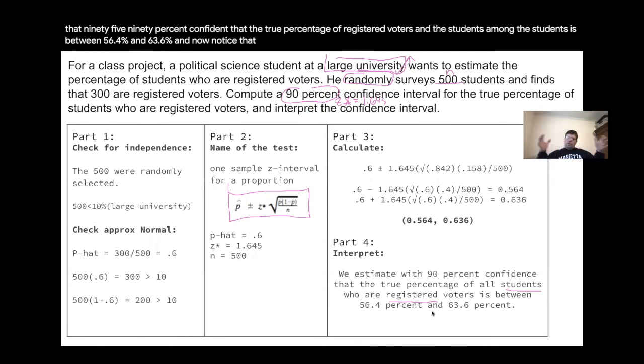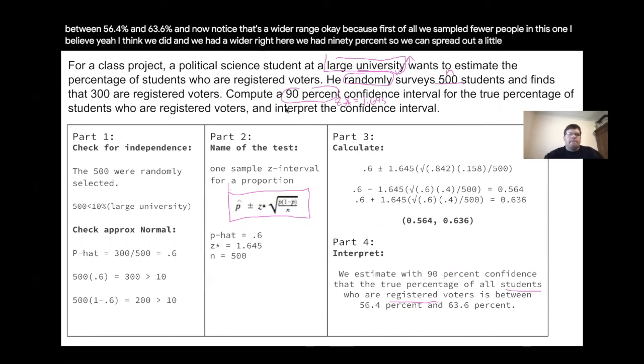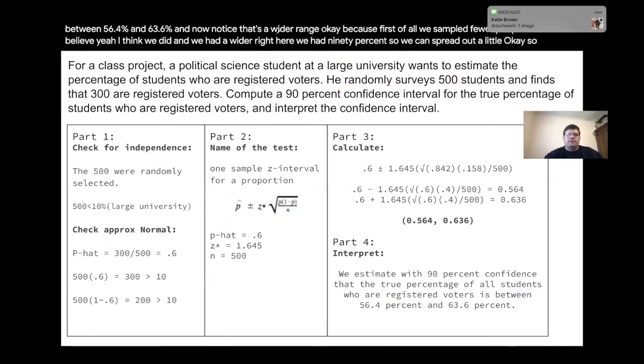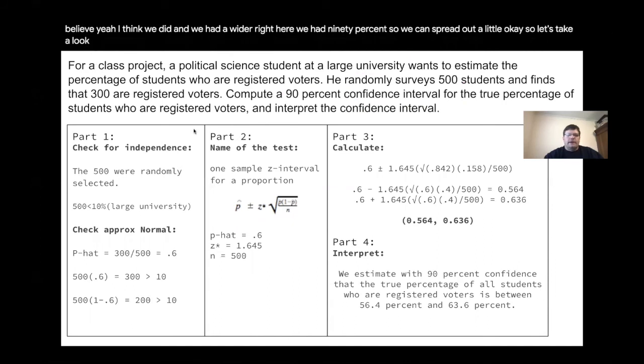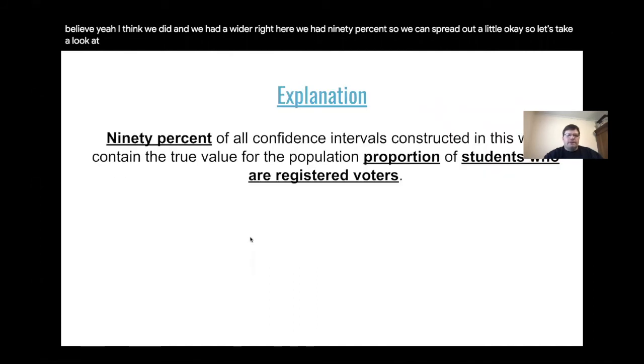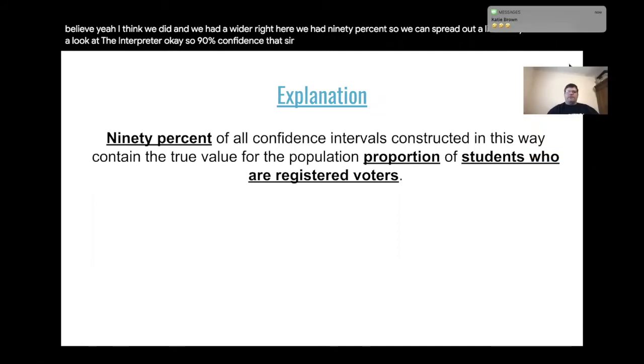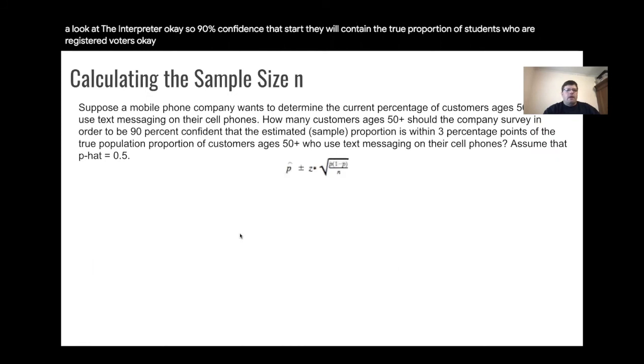And now notice that's a wider range, okay? Because first of all, we sampled fewer people in this one, I believe. Yeah, I think we did. And we had 90%, so we could spread out a little more, okay? So let's take a look at the interpretation. Okay, so 90% confidence that the structure will contain the true proportion of students who are registered voters.